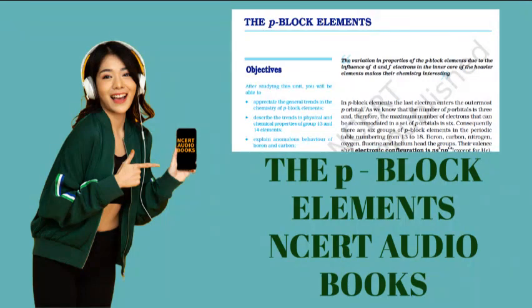The difference in inner core of elements greatly influences their physical properties, such as atomic and ionic radii, ionization enthalpy, etc., as well as chemical properties. Consequently, a lot of variation in properties of elements in a group of P block is observed.